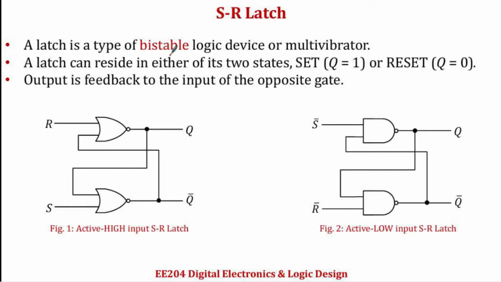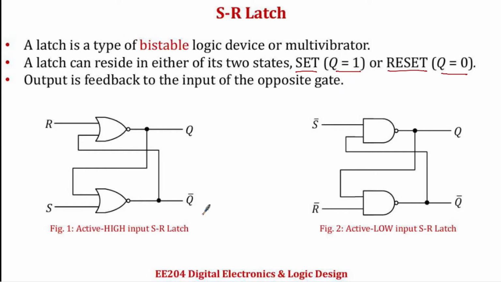Multivibrator means it has two states. The two states are called set and reset. So you say that the latch is set when output Q is equal to 1, right? And the latch is reset when Q is equal to 0. Q bar will be the complement of Q.